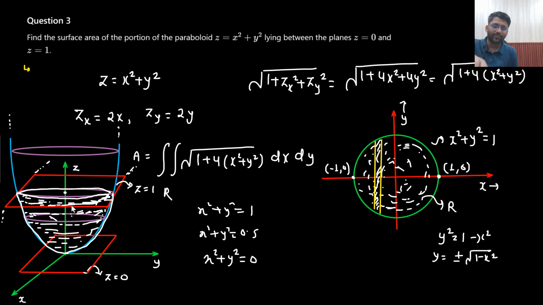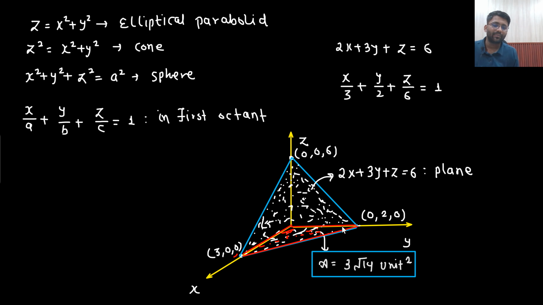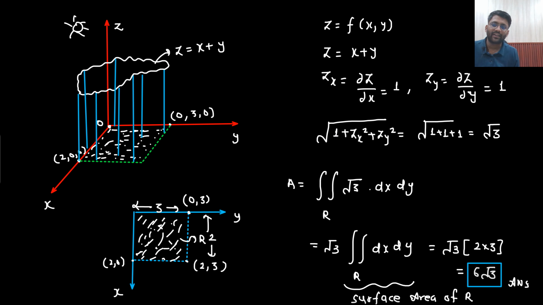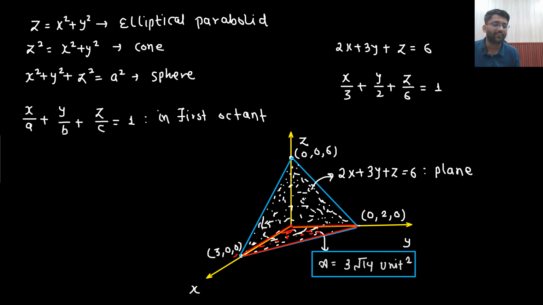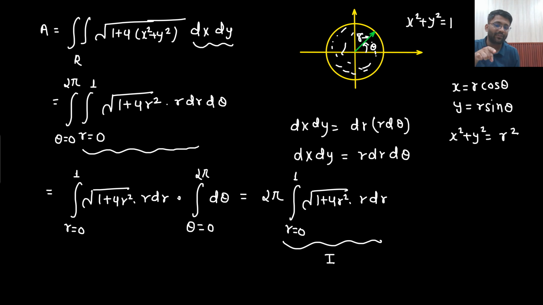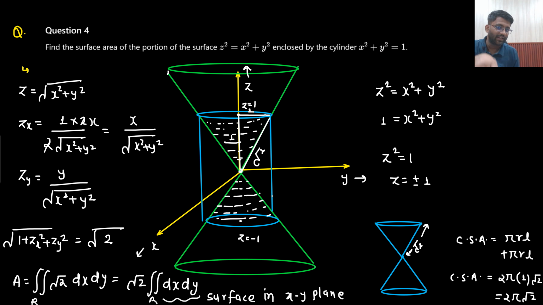Here, no issue, because only the positive side was there. This graph was made only on the positive side. When I solved this particular problem, this graph was made only in the first octant. Only positive value of z was there. When I solved this particular problem, only positive value of z was there. So in all these scenarios, only positive value of z was there. When the negative value of z came, we multiply with 2.